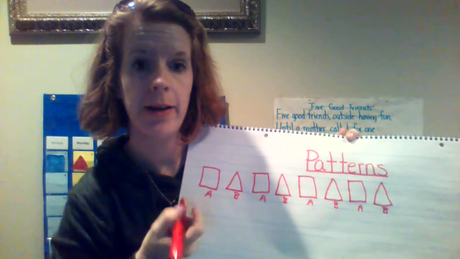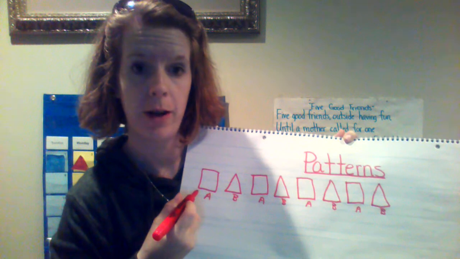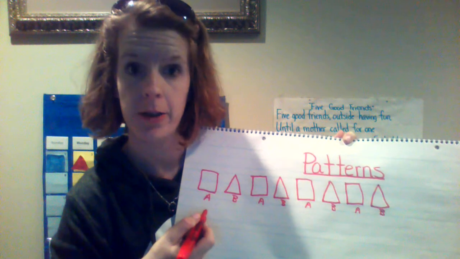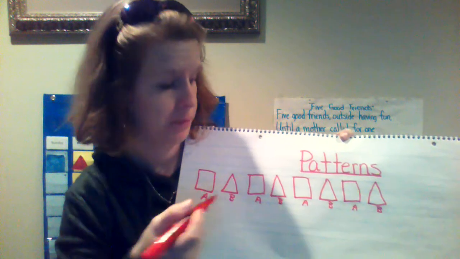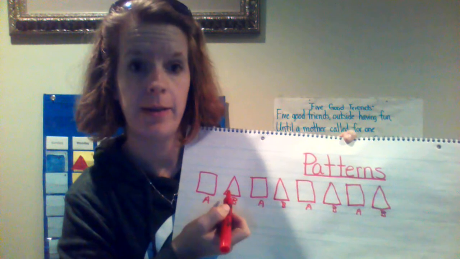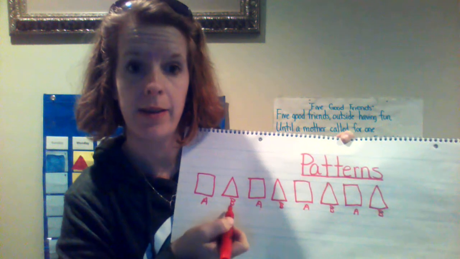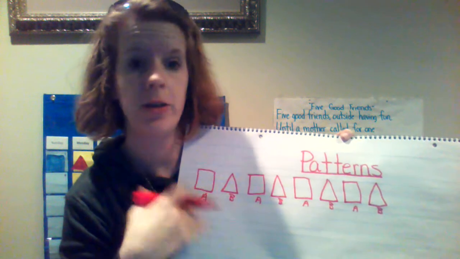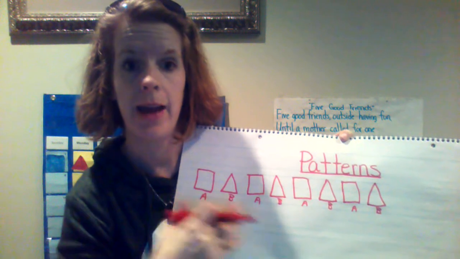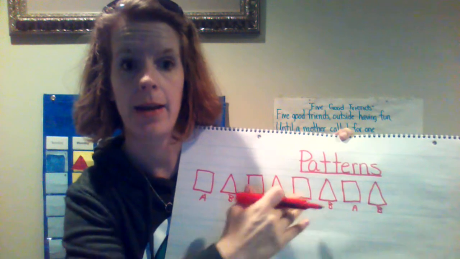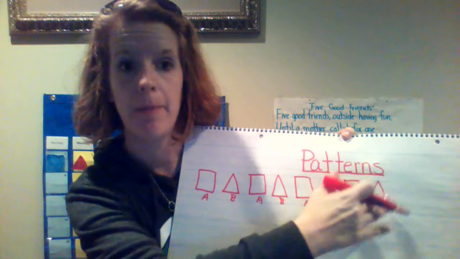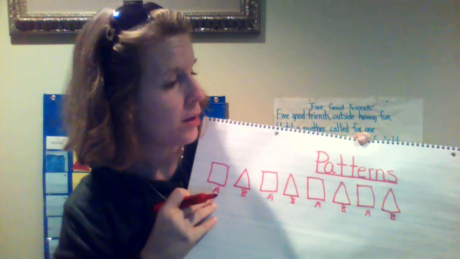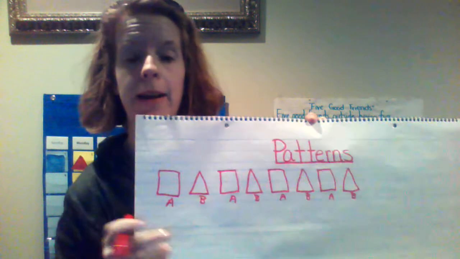And the square is the first shape we saw. So we give it the first letter of the alphabet for our pattern. The triangle is the second shape we saw. So we give it the second letter, B. And it just keeps repeating itself. A, B, A, B, A, B, A, B. So that is our pattern for right now.